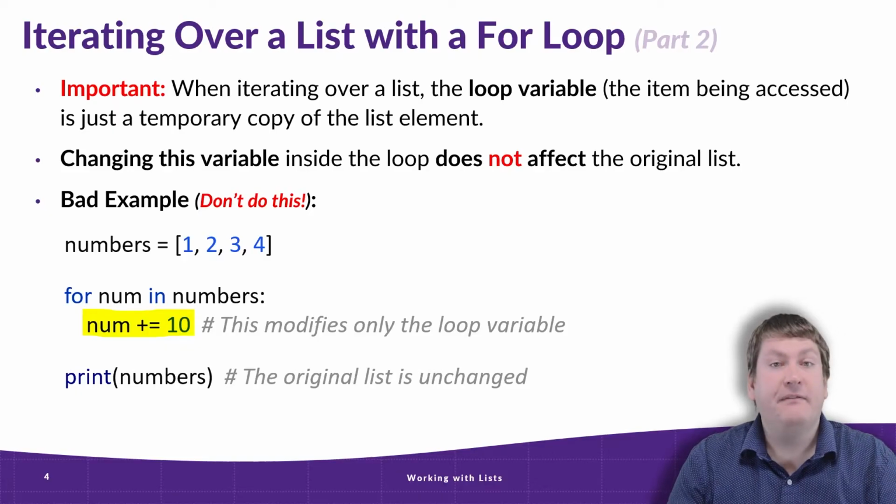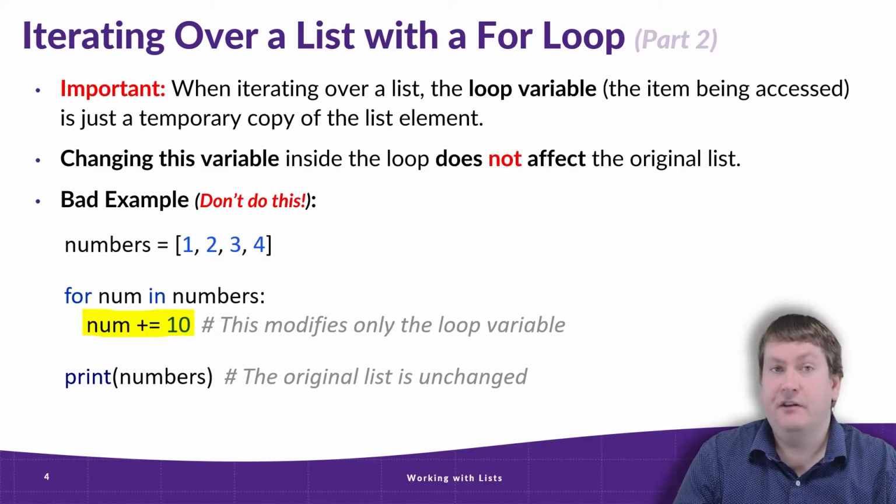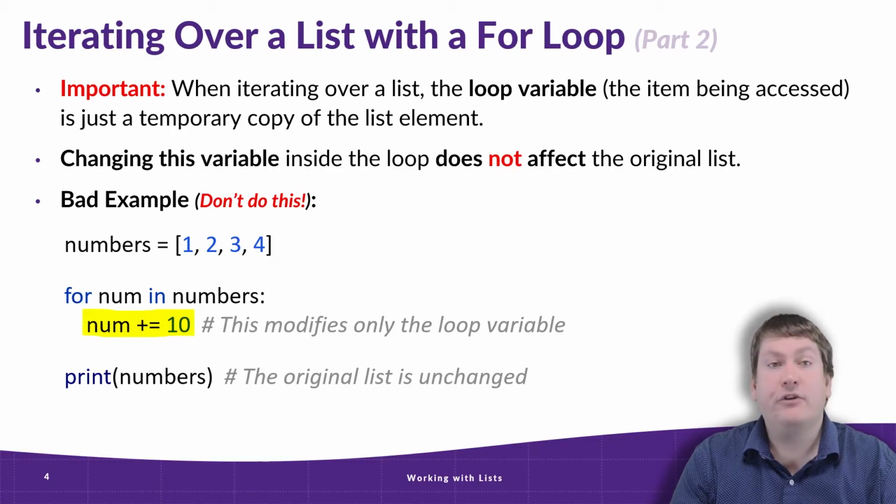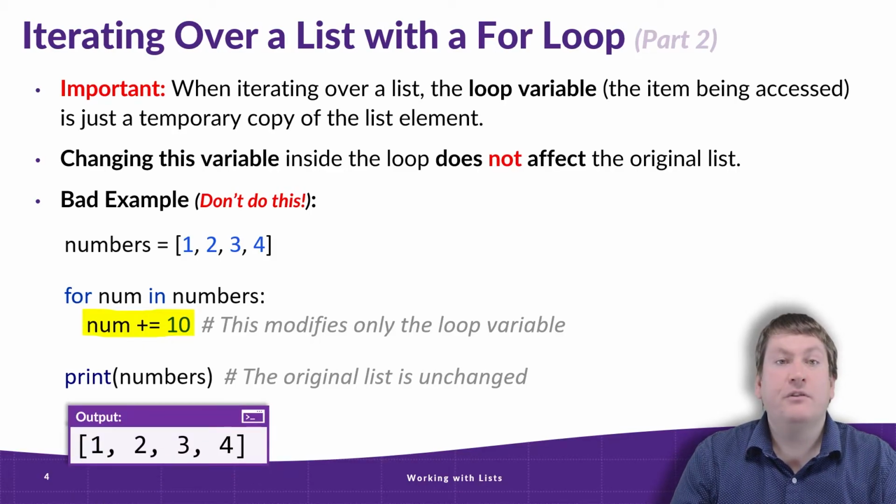Now that does modify the value of the loop variable. It assigns it a new value, but it doesn't affect the list. So if we were to actually run this code, the result would be the exact same list. This has no effect on the list. If we want to edit the values in the list, we have to use that index method that we saw in the last video and give the index for the value that we're updating.